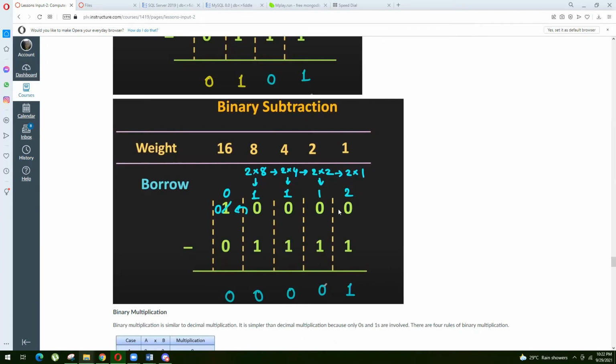Okay, 2 minus 1 is 1. 1 minus 1 is 0. 1 minus 1 is 0. 1 minus 1 is 0. 0 minus 0 is 0. So that is how you would subtract binary numbers.